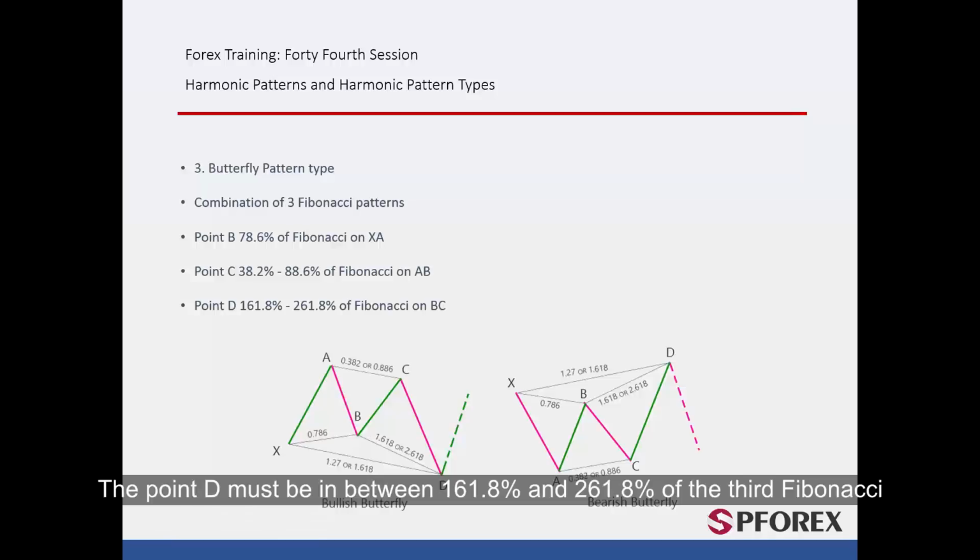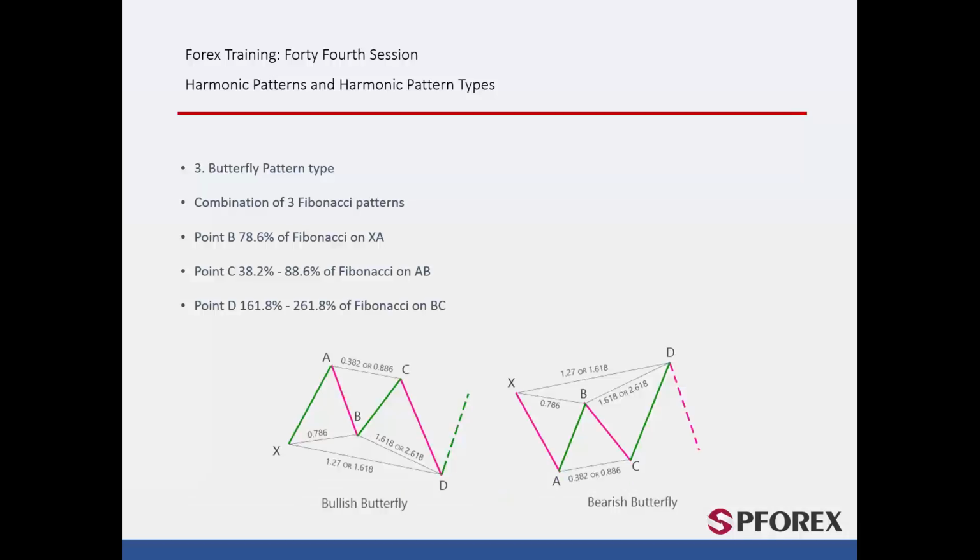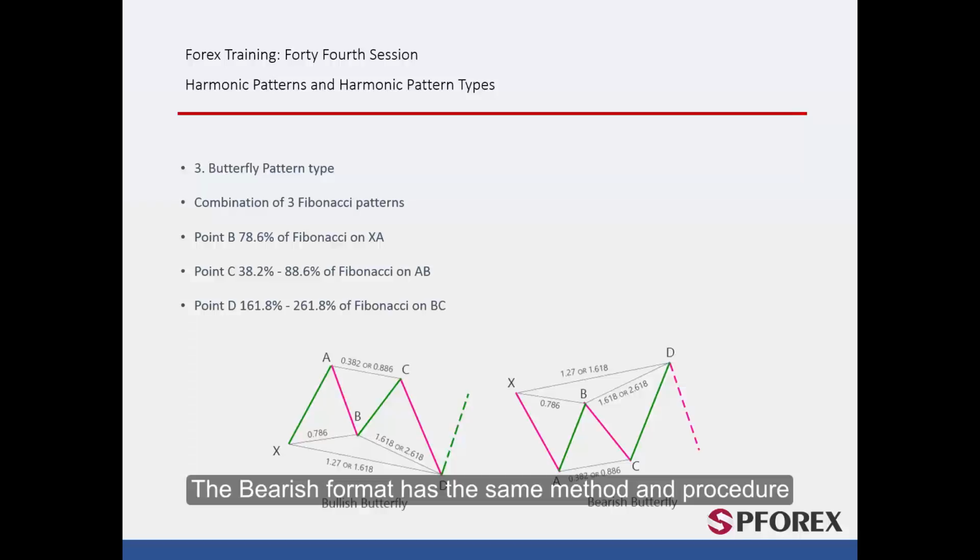The point D must be in between 161.8% and 261.8% of the third Fibonacci. Also, D should be over 127% and less than 161.8% of the first Fibonacci. The bearish format has the same method and procedure.